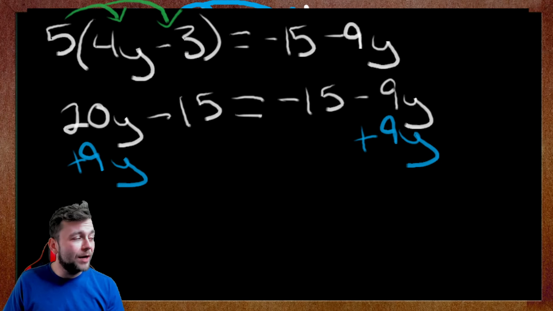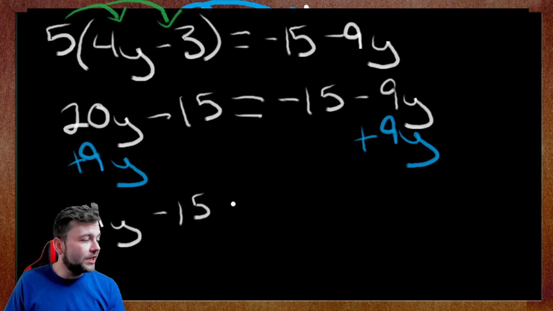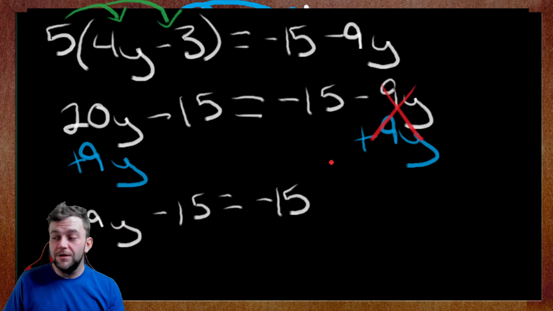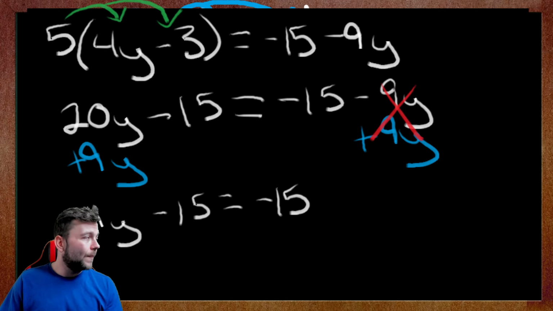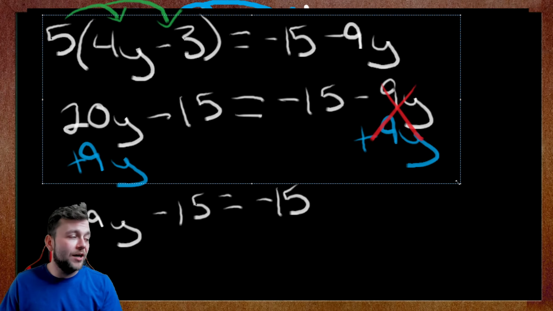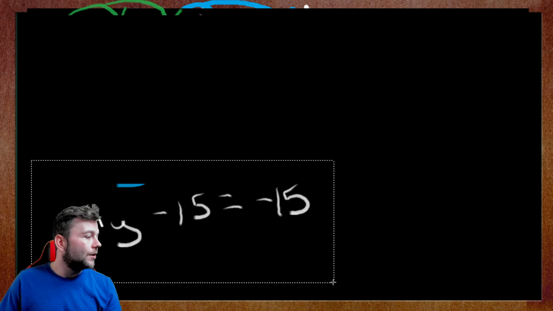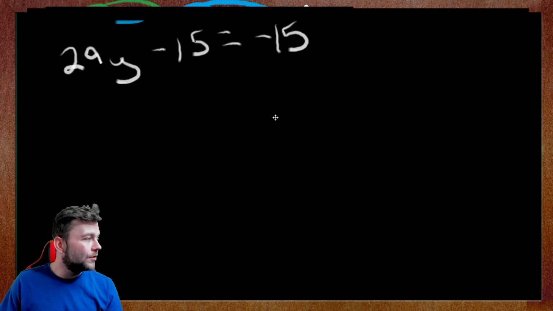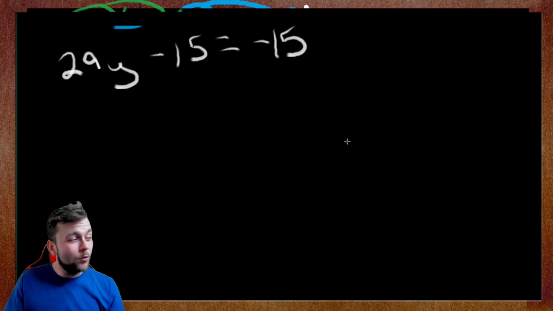Okay, so 20y plus 9y, that equals 29y minus 15 equals, okay, minus 15. And then what happened to our 9y's? They cancel out. They're gone. All right. Now, I'm going to delete this. We're just going to keep rolling with this down because this is a little bit longer of a problem. We are going to plug this back up here. Looks like we're pretty good to go. Bam. So we have 29y minus 15 equals negative 15.